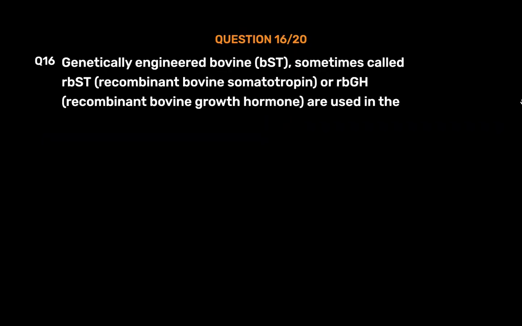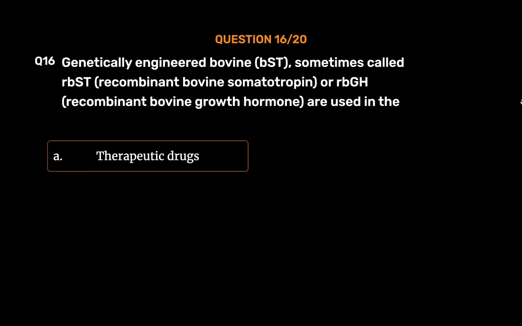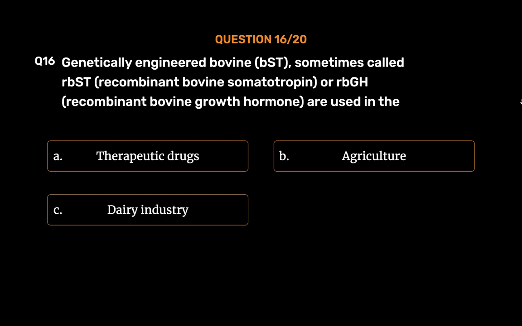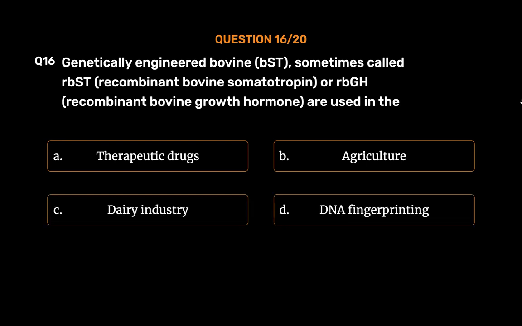Question number 16. Genetically engineered bovine BST, sometimes called rBST, recombinant bovine somatotropin, or rBGH, recombinant bovine growth hormone, are used in the Option A. Therapeutic drugs. Option B. Agriculture. Option C. Dairy industry. Option D. DNA fingerprinting. The correct answer is Option C.